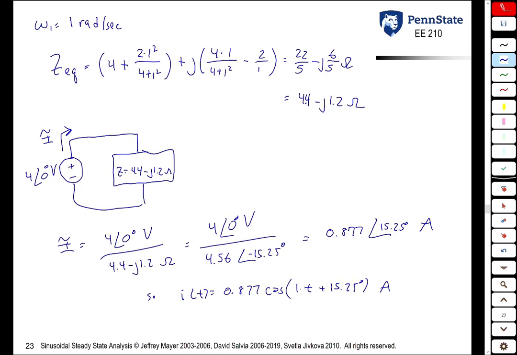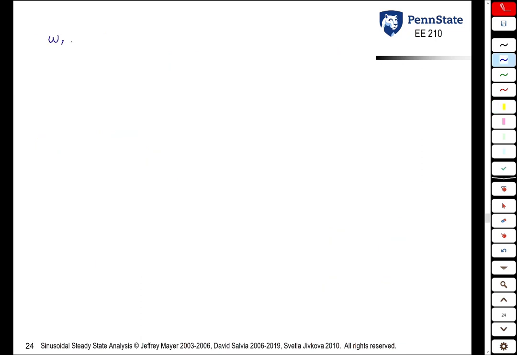So notice at this operating frequency, the current is actually going to lead the voltage. Another way to think about it is if you look at the equivalent impedance, notice the imaginary component is negative. That means that the capacitor has a bigger effect than the inductor because it tends to cause the current to lead the voltage. So let's redo it for a frequency of 4 radians per second.